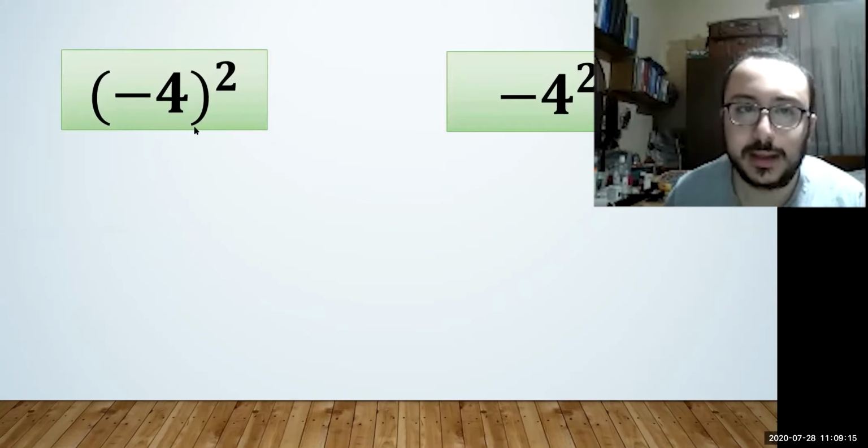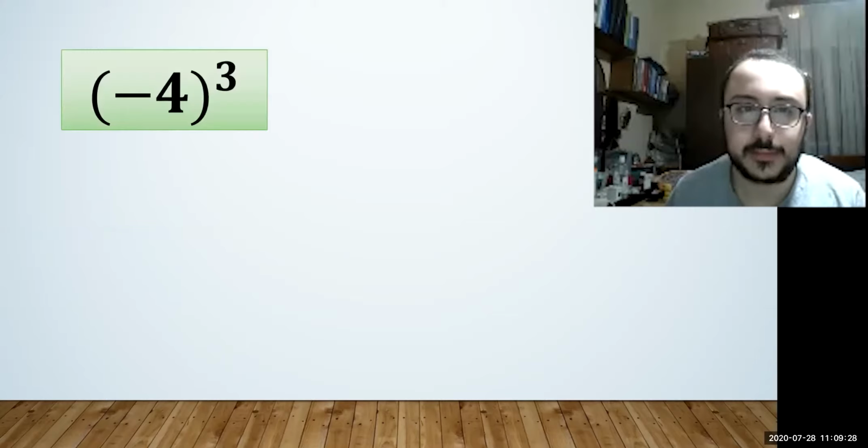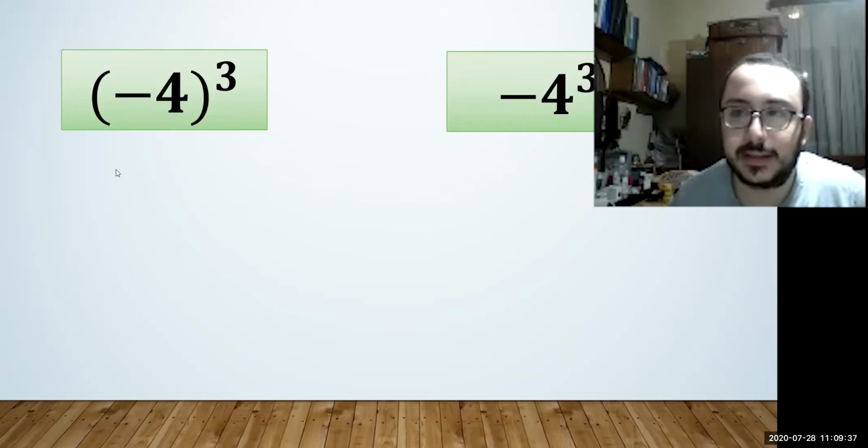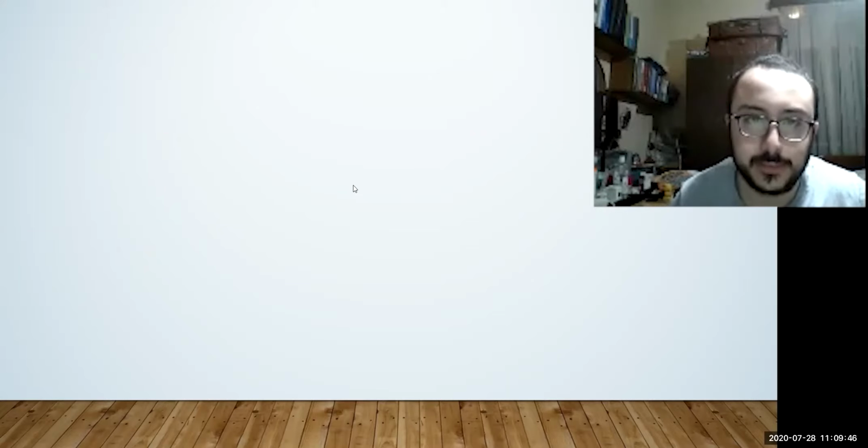And we saw the difference between these two. When we have a bracket here, the answer is 16. When we don't have a bracket, the answer is minus 16. But here, for the power 3, it's the same answer because a number power 3 has the negative sign. So here we have negative, and here we have minus in the answer. So it's the same answer.